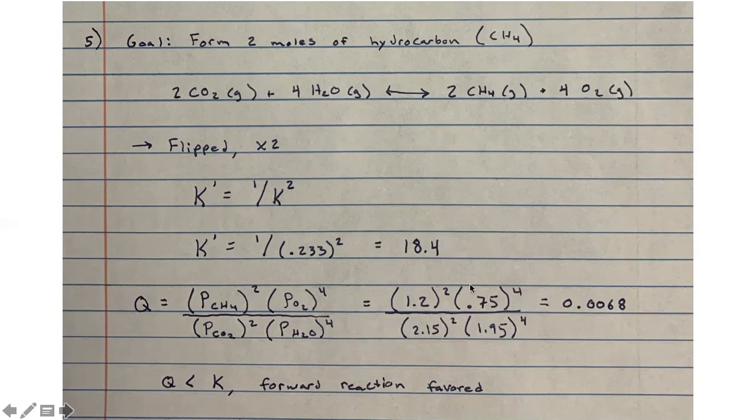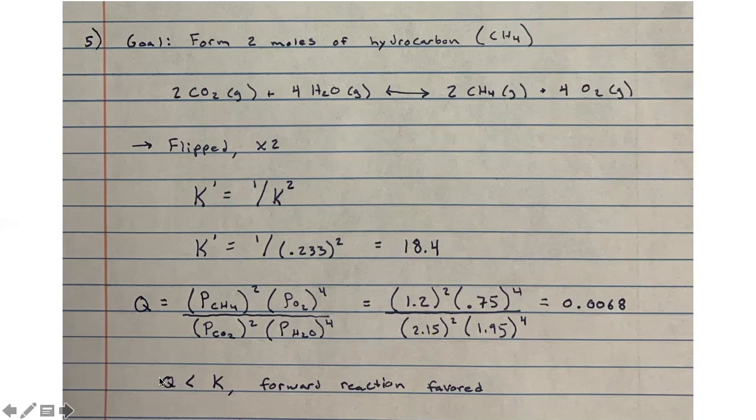Okay, so I plug all these values in, and I find that my Q value is 0.0068, so very, very small, and it is much, much lower than K. And so because Q is less than K, the forward reaction is favored.